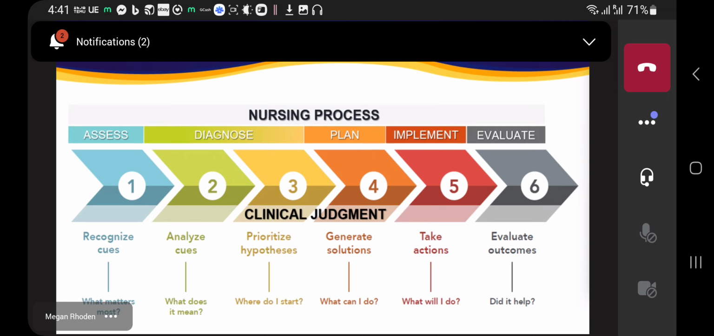The next step of the nursing process is to plan. This is step 4 in the clinical judgment model. This is when we're generating solutions. We're saying to ourselves, well, what can I do? The next step is to implement. This is where I'm taking action, saying, what will I do? And the last step in the nursing process is to evaluate. This is step 6 in the clinical judgment model. And this is when we're evaluating outcomes and saying to ourselves, well, did this help? Did it make a difference for my client?